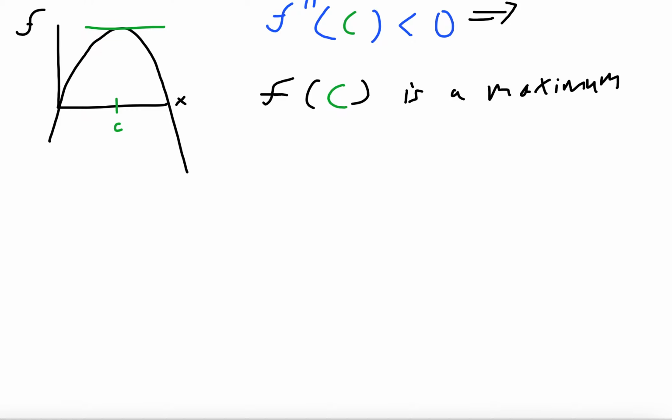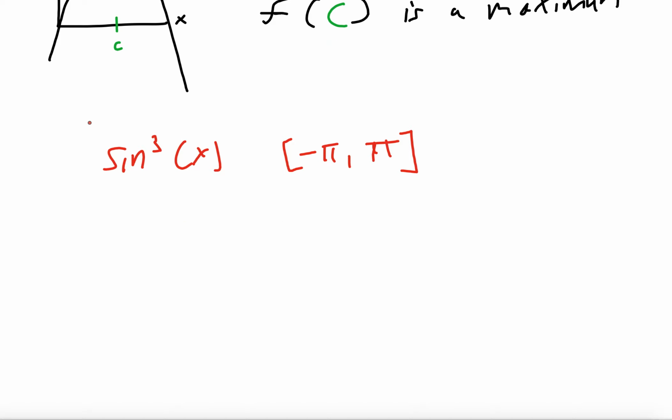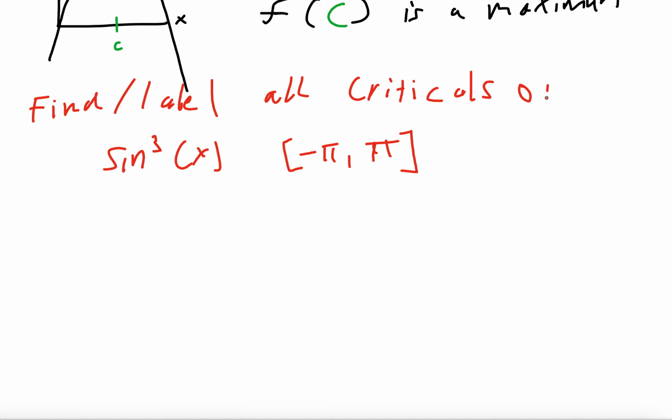So let's try that on for size, and let's find the process of how to do this. Let's find all the critical points of sine cubed of x from negative pi to pi. Now, we don't know what sine cubed of x looks like, so we can only rely on our knowledge of derivatives for this. So we want to find all criticals, label them as maxima or minima or inflection points, of sine cubed x on the interval negative pi to pi.